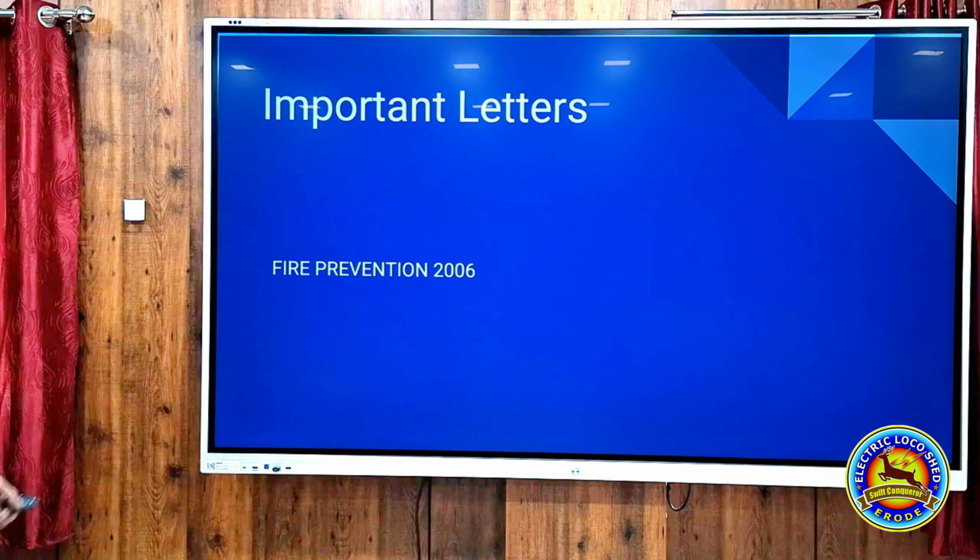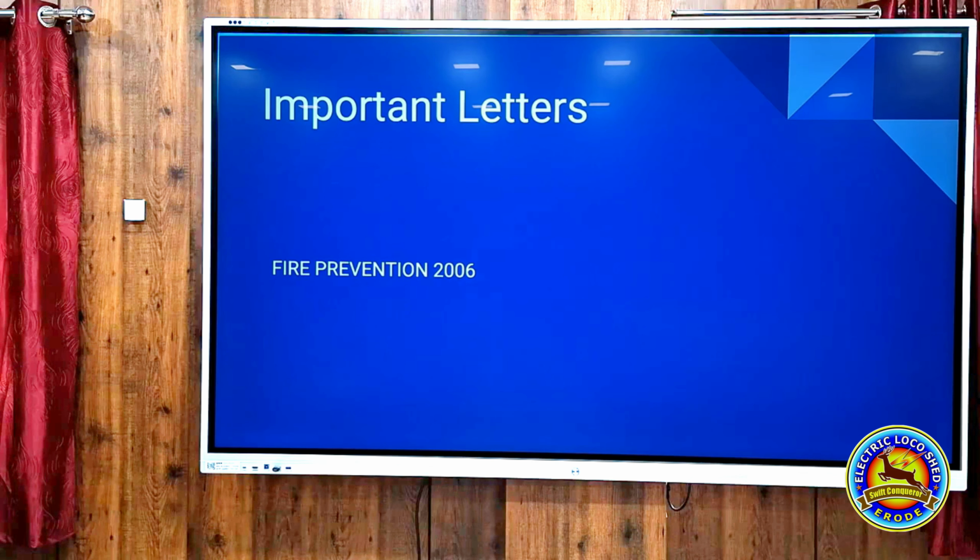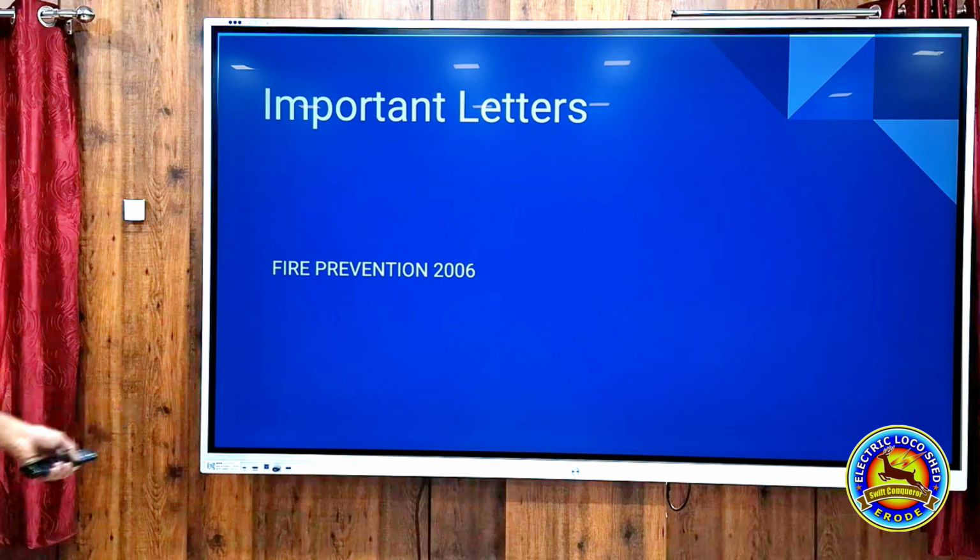Now we will go to an important letter, that is Fire Prevention 2006. This letter is very much important while considering a locomotive. There are high chances of getting fire in a locomotive on run. To prevent that, RDSO has conducted a study and submitted a report in 2006. We will go to that letter and important points will be discussed.